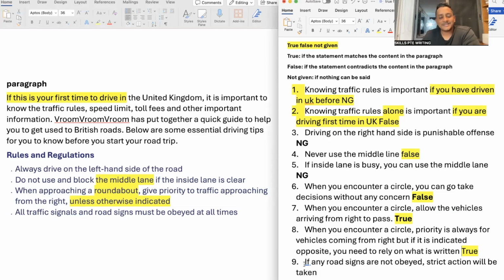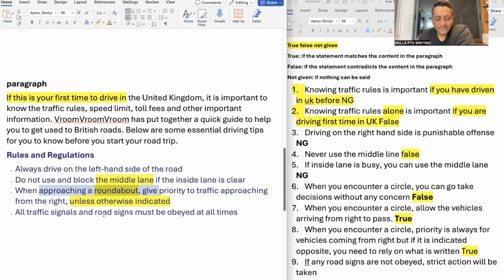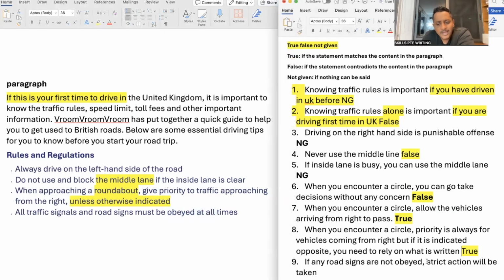Ninth one, what is the answer? Very good, Sharon. So ninth one is tricky. Very good, not given. All traffic signals and road signs must be obeyed. If you don't obey, then we don't have information. Of course, there will be some action, but we don't have information. Whether they take strict action or they will give one pizza free as a complimentary, we don't know.